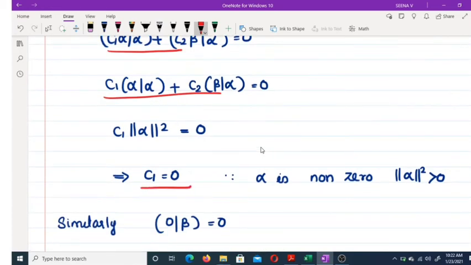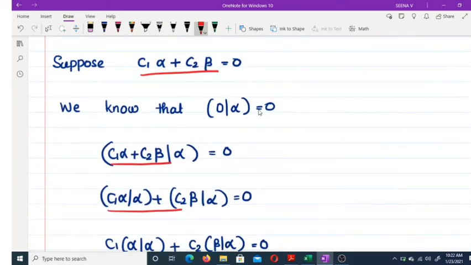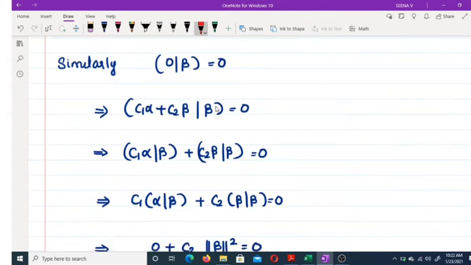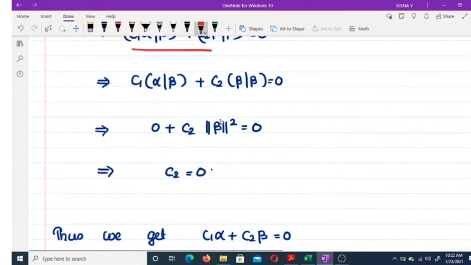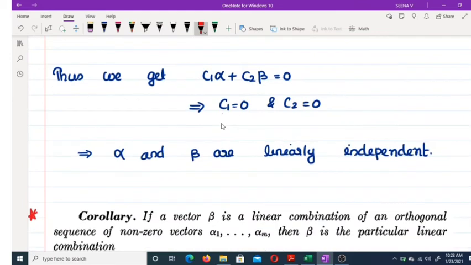Now, for getting C2 equal to 0, here we consider inner product of 0 and beta equal to 0. Again, apply the linearity property and we get C2 into norm of beta square equal to 0. Vectors alpha and beta are non-zero. Therefore, norm of beta not equal to 0 implies C2 equal to 0. Thus, we get C1 alpha plus C2 beta equal to 0 implies C1 equal to 0 and C2 equal to 0. This implies alpha and beta are linearly independent.